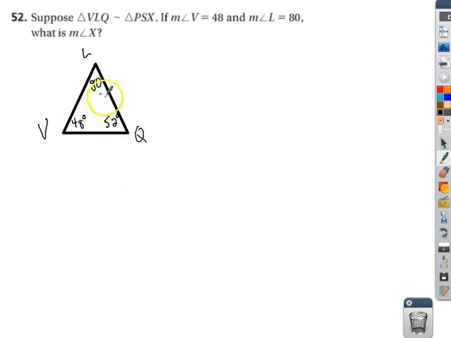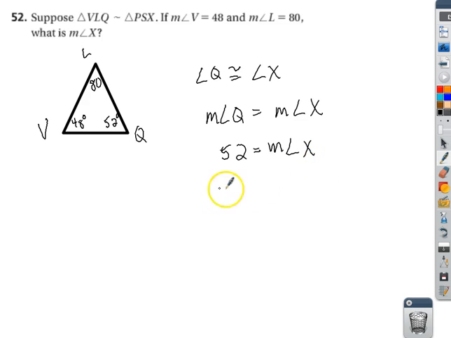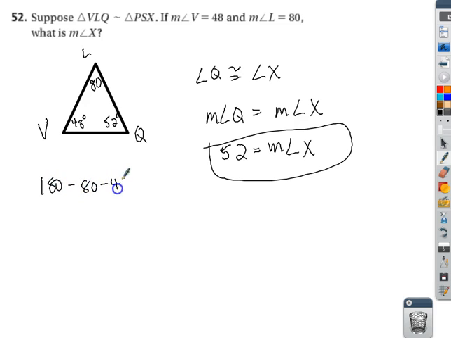52. So all of the angles in similar triangles are actually congruent. So if Q is 52, then X is also going to be 52. So since the triangles are similar, angle Q is congruent to angle X, which means their measures equal each other. And so the measure of angle Q, I can substitute in 52 for the measure of angle Q, and that tells me what the measure of angle X is. And this came from 180 minus 80 minus 48. Everybody okay with that?